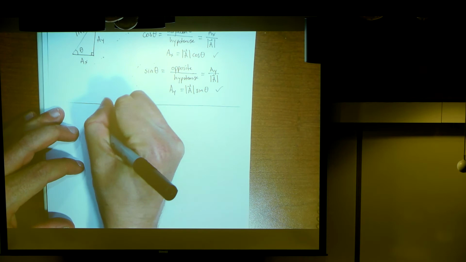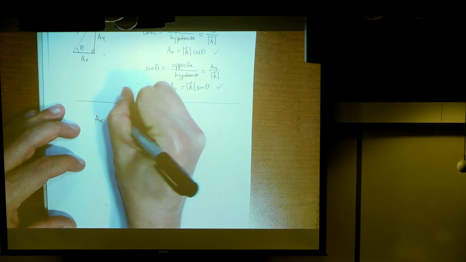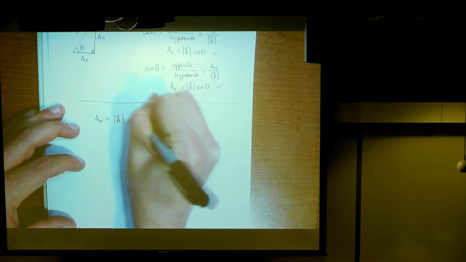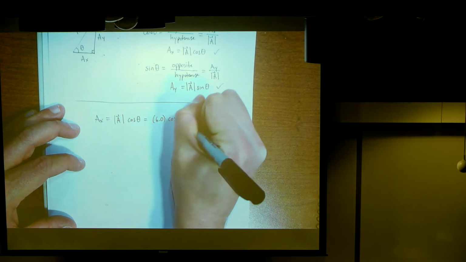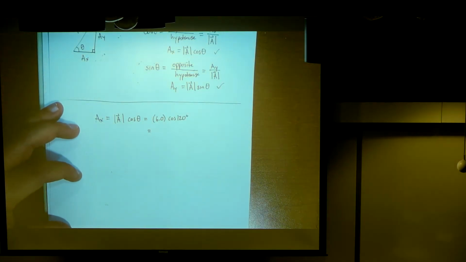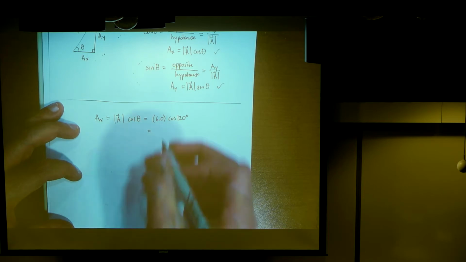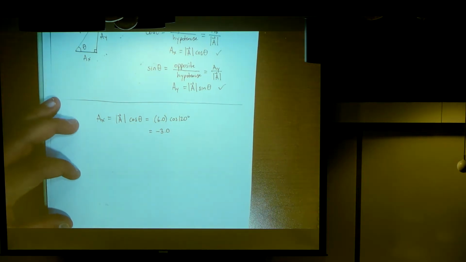Okay, we've got ax equals magnitude A times cosine of our angle theta. So what we do is we take 6 cosine 120 degrees. And what does your calculator return for this? Negative 3. Returns negative 3. We keep 2 sig figs on that.